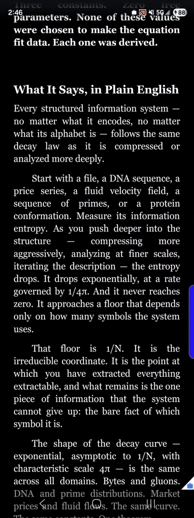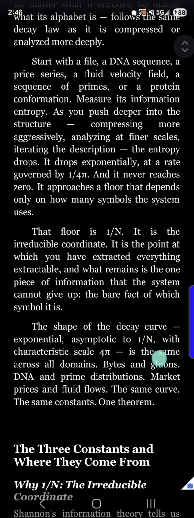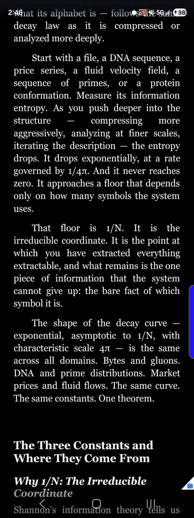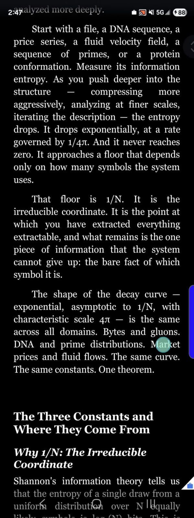It never reaches 0. It approaches a floor that depends only on how many symbols the system uses. That floor is 1 divided by N. It is the irreducible coordinate. It is the point at which you have extracted anything extractable, and what remains is the one piece of information that the system cannot give up, the bare fact of which symbol it is.